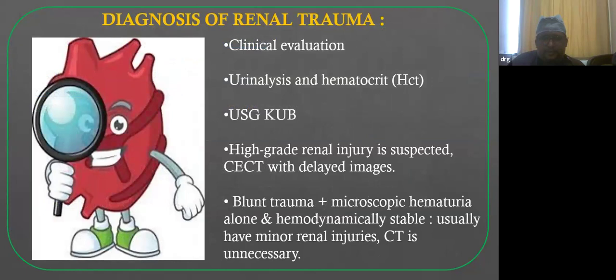Coming to the diagnosis: clinical evaluation of the patient, hemodynamic stability, watchfulness for hematuria, urine analysis, continuous 8 to 12 hourly monitoring of hematocrit and hemoglobin, and a KUB X-ray usually suffices. In patients who are hemodynamically unstable, or who have microscopic or macroscopic hematuria not responding to volume resuscitation, CT is warranted, and we should do it with delayed images. CT is usually the gold standard in such cases.